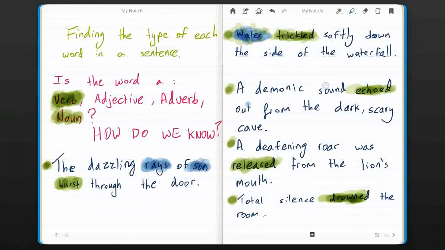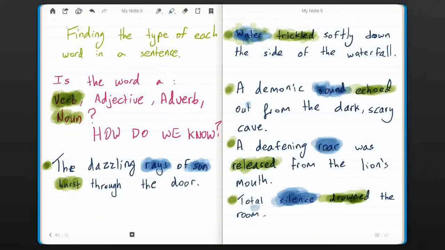Here we have another one, and this one is sound. A demonic sound, but sound is the object, sound is the noun. And here we knew that it was roar because roar is a type of sound. And here we knew it was silence because the silence is a thing. Even though silence is kind of not something you can hear, it's still something, isn't it? So it has to be a noun.